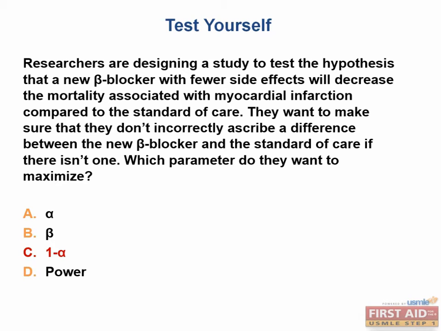The correct answer is C. The researchers want to minimize alpha, which is the probability of erroneously detecting a difference when there really is none. Hence, they want to maximize 1 minus alpha.